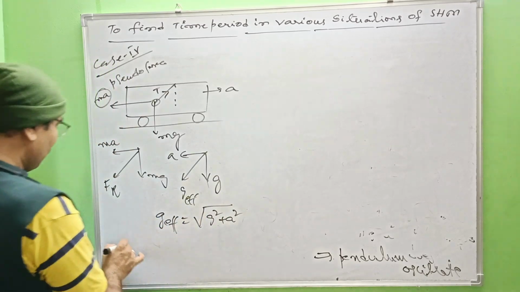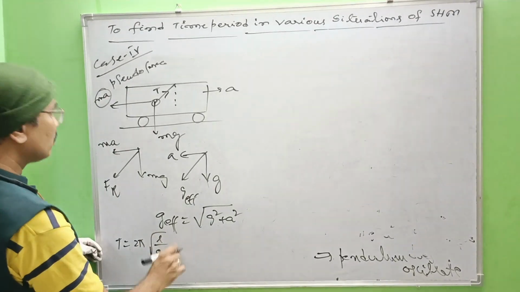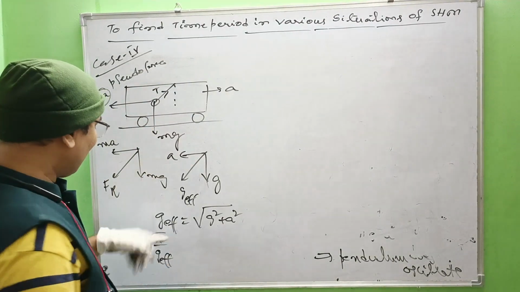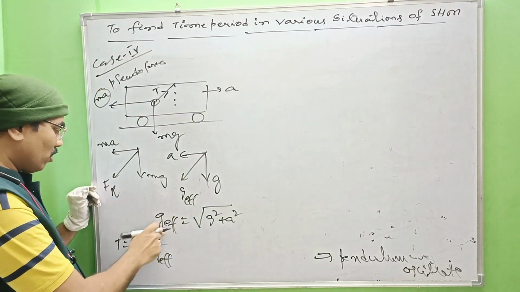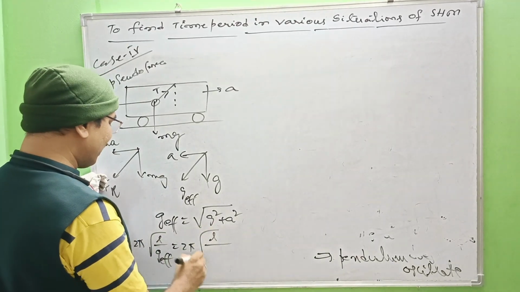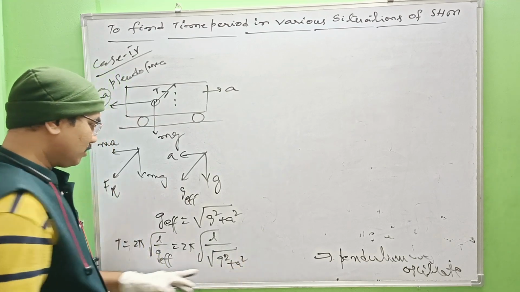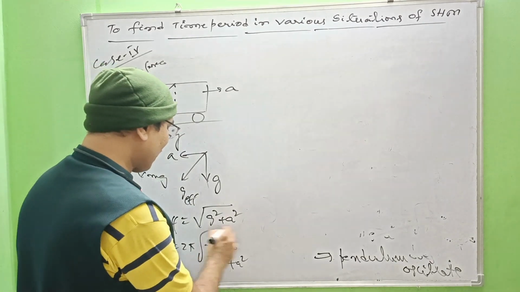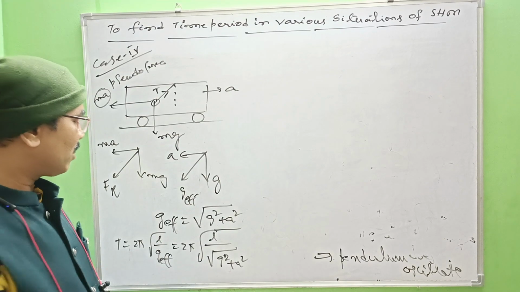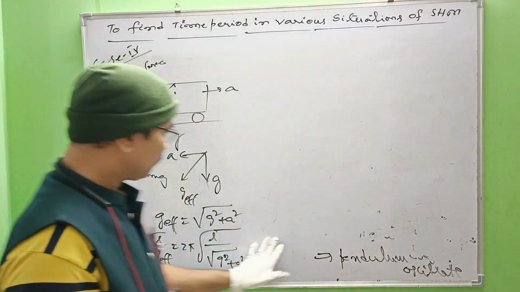Now what is the formula? T equals 2 pi into root over L by g effective. So L remains the same. Whether it is at rest or in oscillation, L remains the same here. So therefore T equals 2 pi root over L by g effective, in the sense, root over g square plus a square. This is the valid expression: 2 pi root over L by root of g square plus a square. Again, T is different from the usual T naught, right?